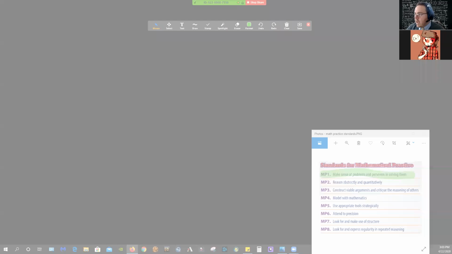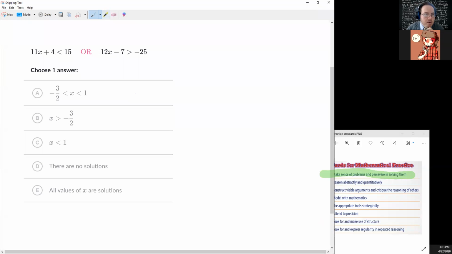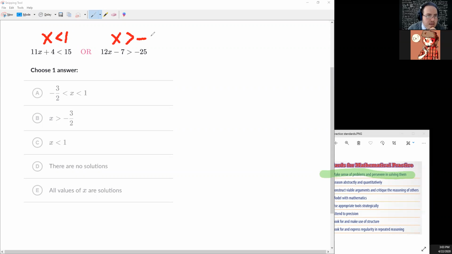The word "or" and the word "and" can really make an impact on the answers for these. So let's double check and make sure that we agree with our answer. Okay, I know we've already done all the scrap work for this, so let's just cut to it. This side comes out to be x is less than 1, I believe, and this is the side that comes out to say that x is greater than -3/2.